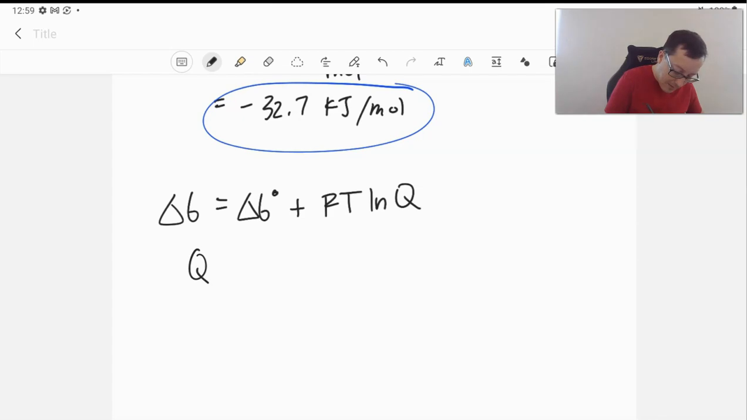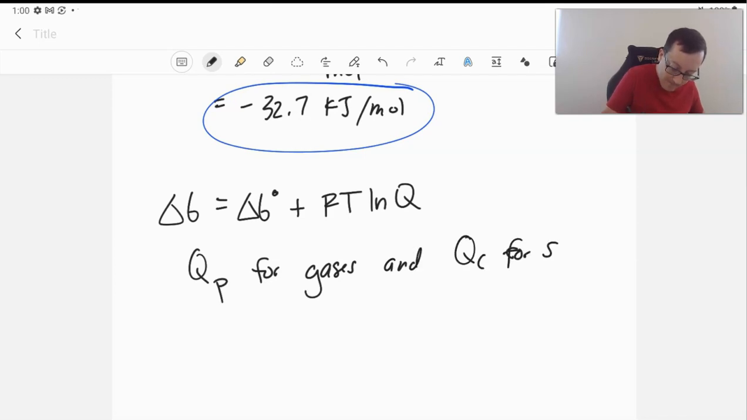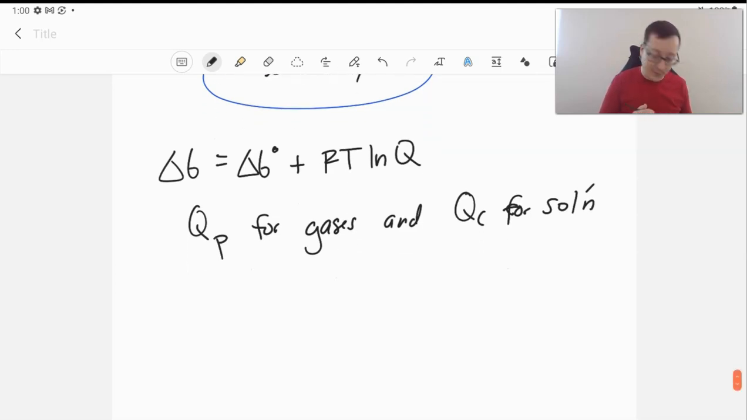Note that Q, by the way, must be QP for gases and QC for solutions. We're not going to use gases as concentrations this time. We're only going to use pressure for gases because we have that R in there. So we have to make sure that our units are correct: use atmospheres for gases and molar for solutions, and not the other way. Don't use gas concentrations as we have been able to in the past.